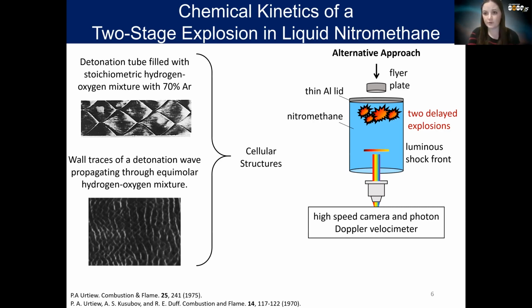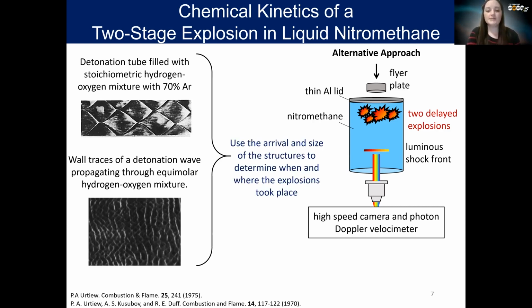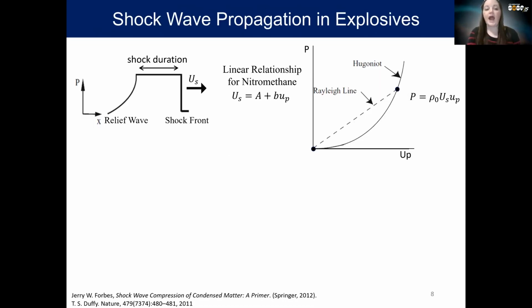Now, that's amazing that we were actually able to see these cellular structures. But what's even more important is we can actually use the arrival and the size of the structures to determine when and where the explosions took place behind the detonation front. So now that we know a little bit about why we should be interested in nitromethane or the chemical kinetics, how do I actually create these explosions in nitromethane?